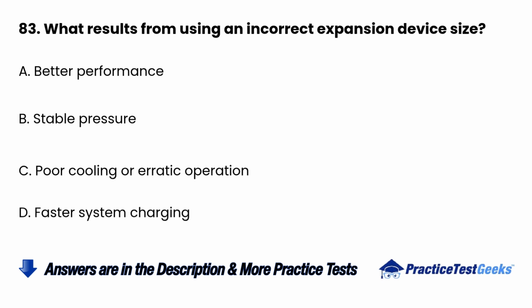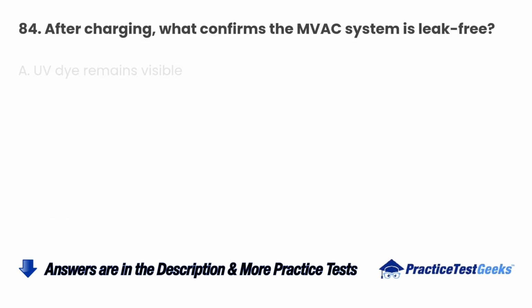83. What results from using an incorrect expansion device size? A. Better performance. B. Stable pressure. C. Poor cooling or erratic operation. D. Faster system charging.